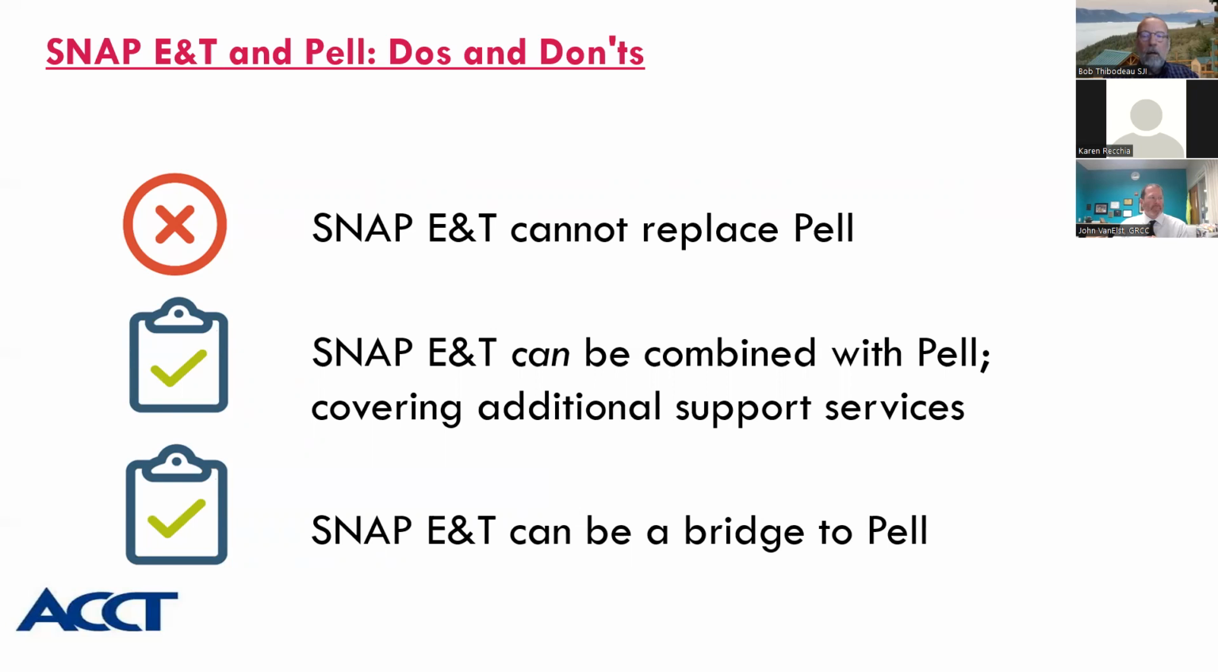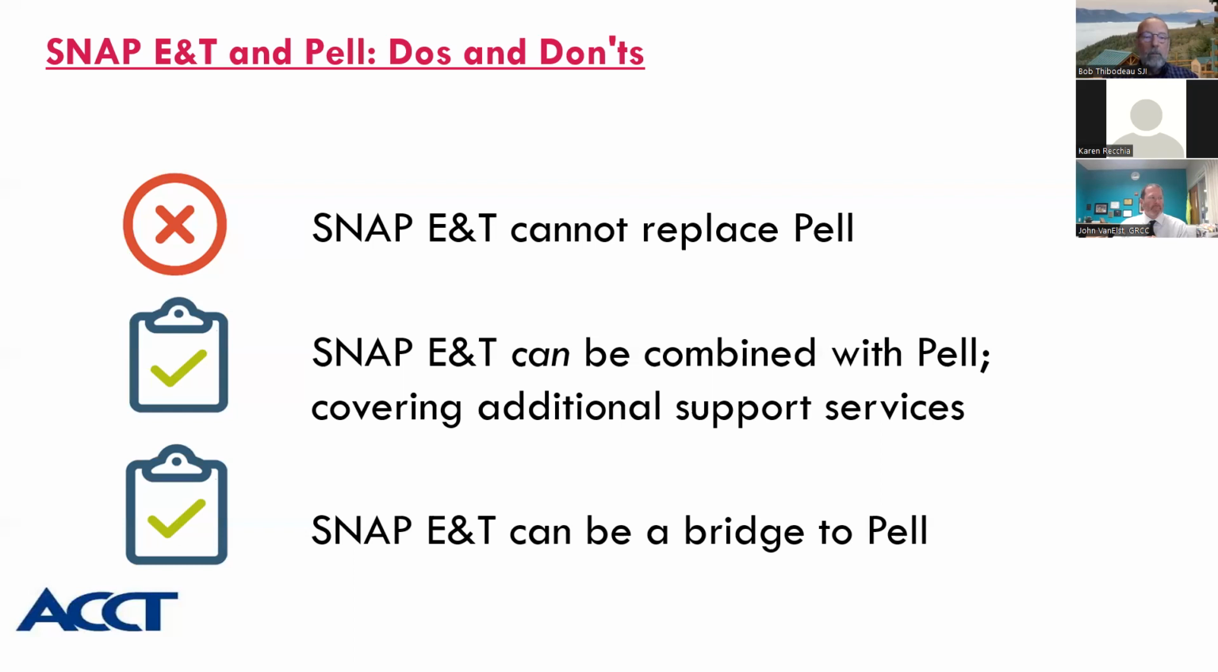Again, SNAP E&T cannot replace Pell. So if the person's eligible for Pell assistance, then that has to come first. But you can combine it with Pell in covering any support services or things like staff time or whatever that the Pell grant will not cover.